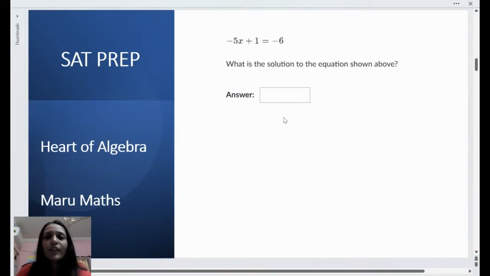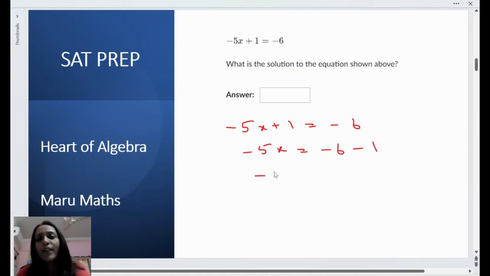Now let's move on to the next question. So the next question is minus 5x plus 1 is equal to minus 6. So I can take the 1 again to the other side. It would become negative. So minus 6 minus 1 is equal to minus 7. So minus 5x is equal to minus 7.